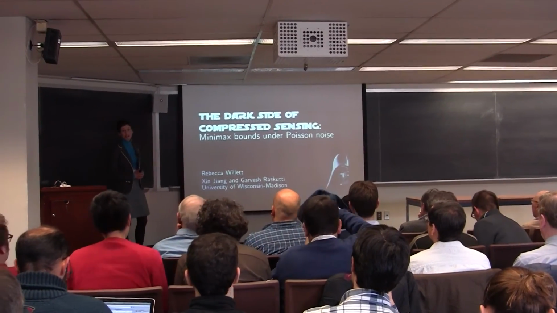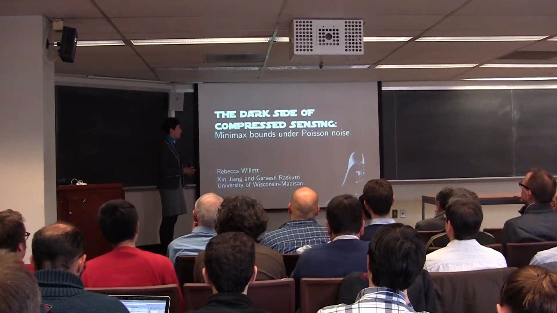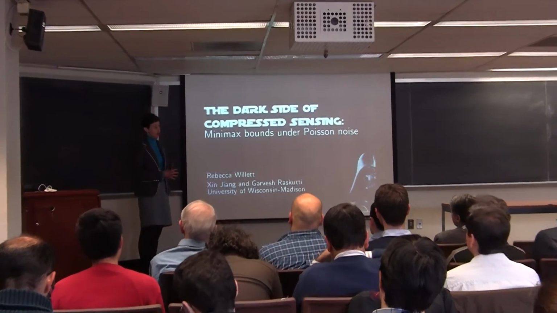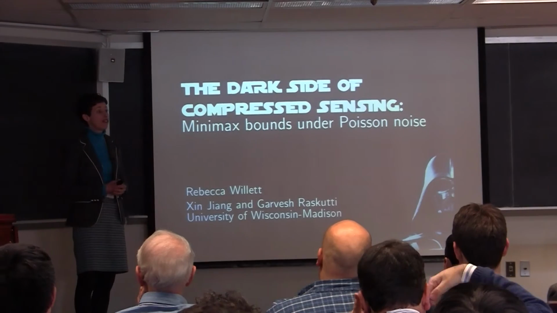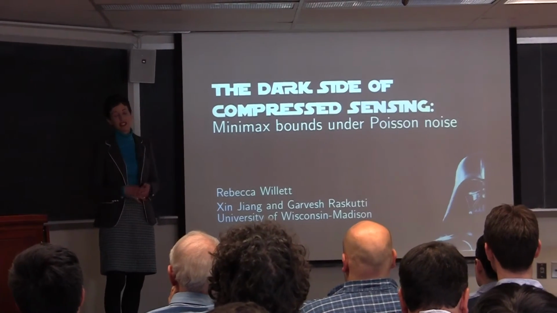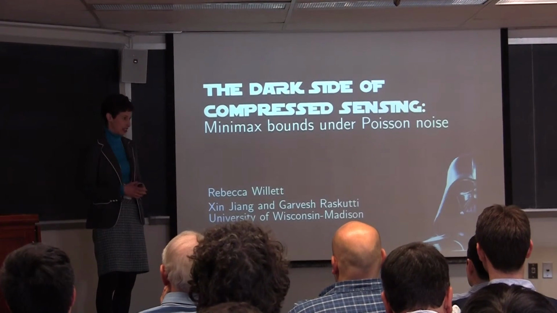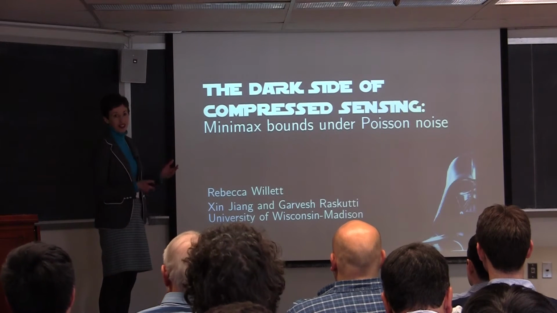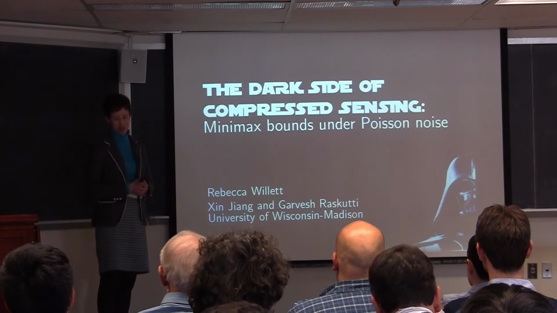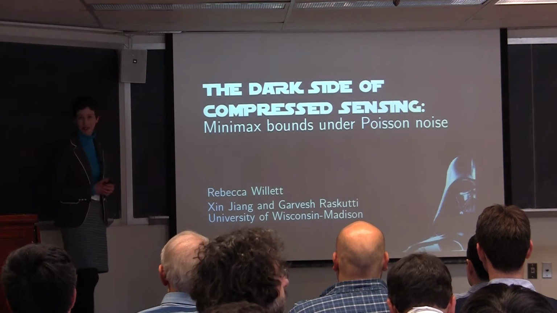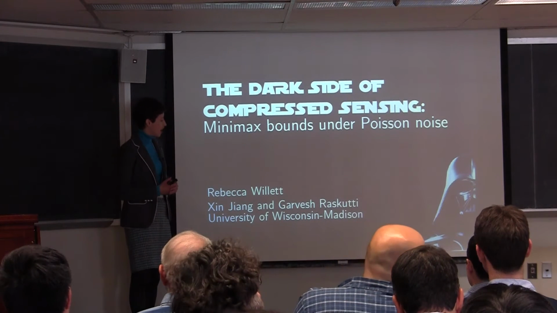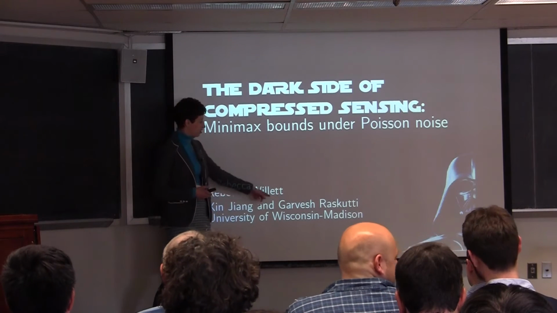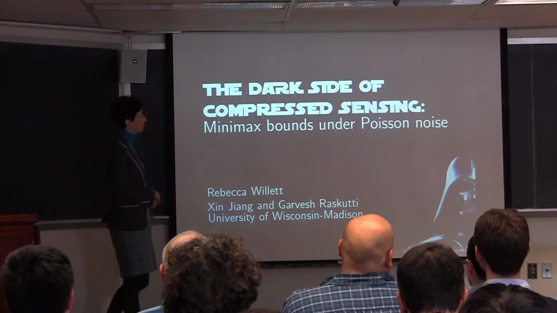So what I'm going to talk about today is compressed sensing when you have Poisson noise. And one of the contexts in which Poisson noise arises is when you have very low levels of light and you're collecting data by measuring photons hitting a detector. And so it occurs in low light settings, or in other words, in dark settings. And so this is the dark side of compressed sensing. And it's joint work with my graduate student, Xin Jiang, and my colleague in Wisconsin statistics, Garvesh Raskutti.